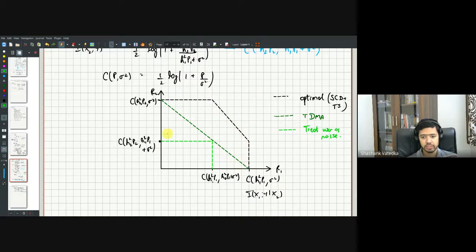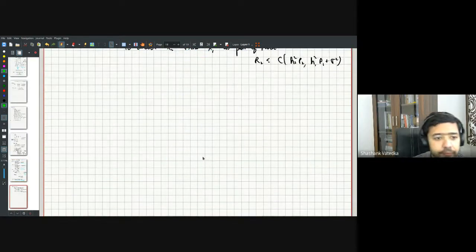So among all of these, treating the other user as noise is clearly suboptimal. It is the worst possible technique you can use. All right, so that's something that we all agree on. So now let's see if we can do something even better than plain TDMA, and that is what I call TDMA with power control.